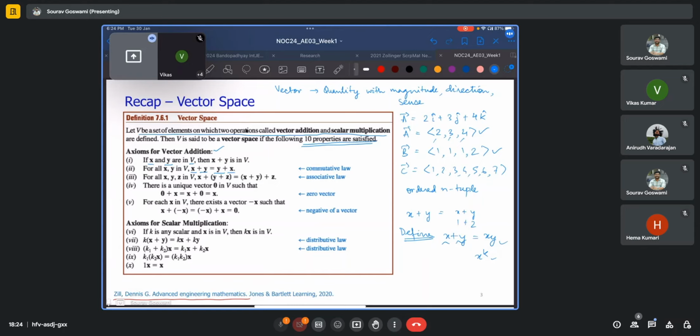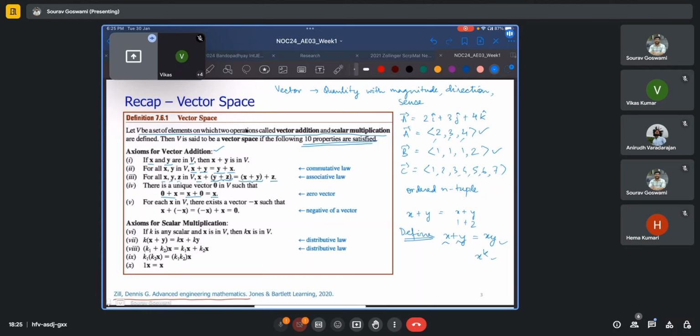The third axiom that has to be satisfied is the associative law, where for three vectors x, y, and z in the vector space V, the sum of x plus y plus z should also equal the sum of x and y plus z. Again, the fourth one is the existence of a zero vector. So there would be a unique vector 0 in the vector space V such that 0 plus x shall equal x plus 0 shall equal x.